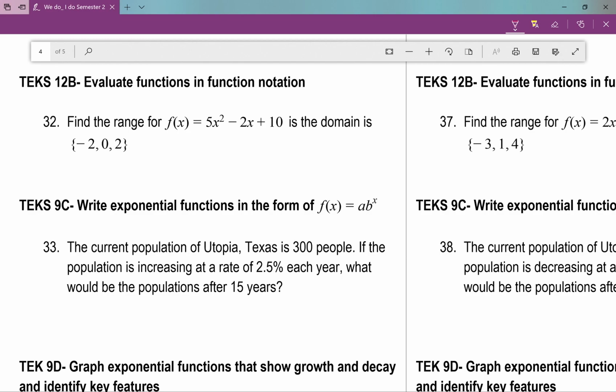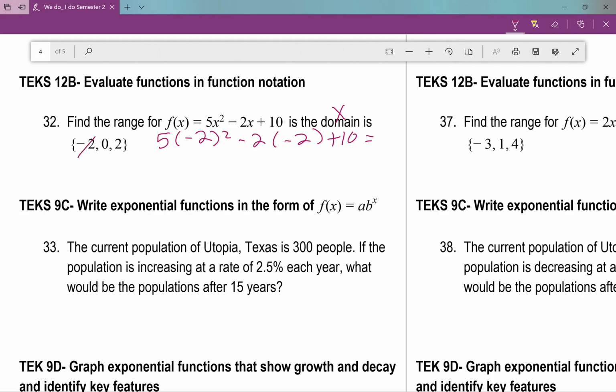Number 32 says, find the range for f of x equals 5x squared minus 2x plus 10 if the domain is negative 2, 0, 2. So this is function notation. We did this in the beginning of the school year. All we need to do is know that domain is the x's. So these are all the x values. So that means everywhere we see an x, we need to plug in those numbers. So this is going to be 5 times negative 2 squared minus 2 times negative 2 plus 10. Type that into our calculator.